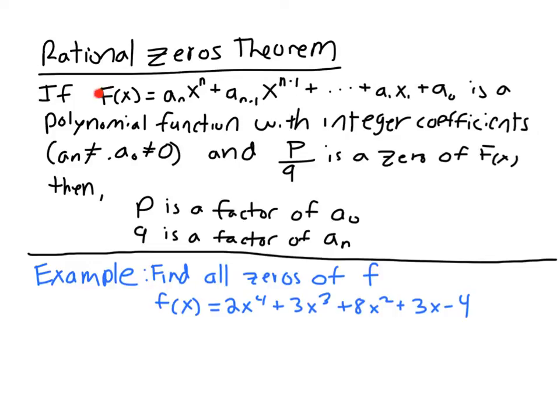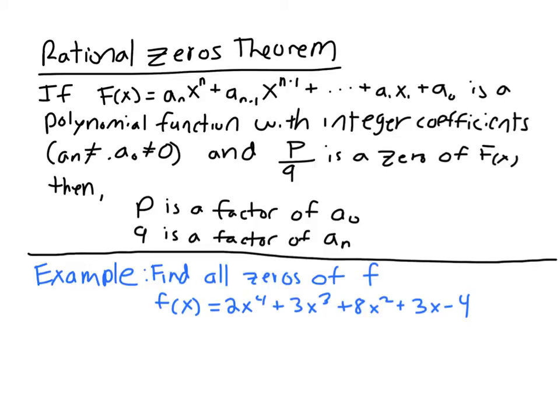So what it says is that if you have a polynomial and it has only integer coefficients, that's kind of important, and the last coefficient and the first coefficient need to not be 0, then p divided by q is a 0 of f of x. So it's going to tell you what a 0 of f of x is. But what it tells you is that p is a factor of the last coefficient and q is a factor of the first coefficient. So let's go ahead and do an example.